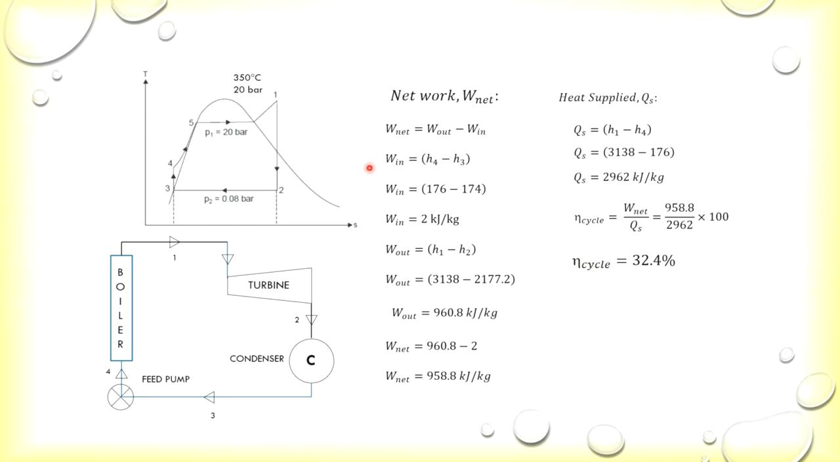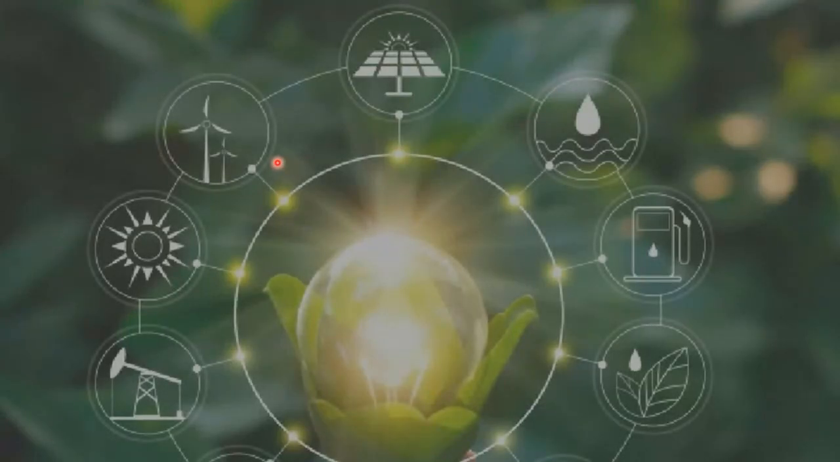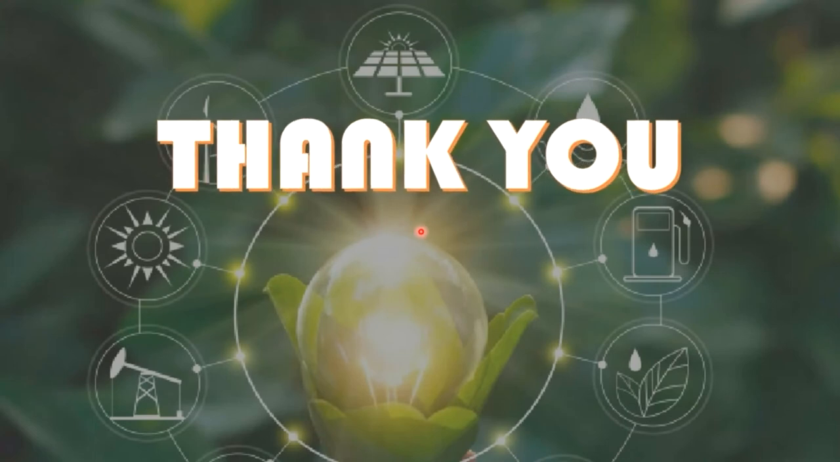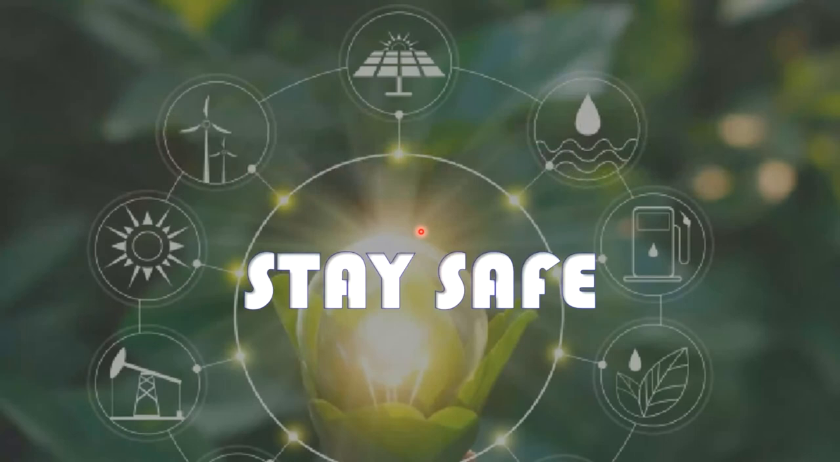Now if you wanted to work extra, you can compare to the Carnot cycle. For Carnot cycle efficiency, take the lowest temperature plus 273 divided by the highest temperature plus 273, then take 1 minus this temperature ratio. Then you can start comparing the Carnot efficiency with the cycle efficiency for the superheat Rankine. That's for this problem. Thank you. Stay safe. Bye-bye.